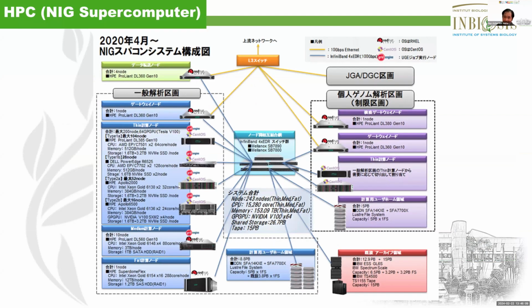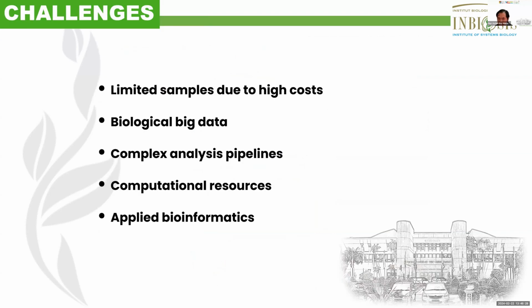And lastly, we have supercomputers or HPC, high performance computing. This is the system architecture for the NIG supercomputer. It's very fast based on the specifications. So this will allow more high-end bioinformatics to be done. And here are just some of the challenges.